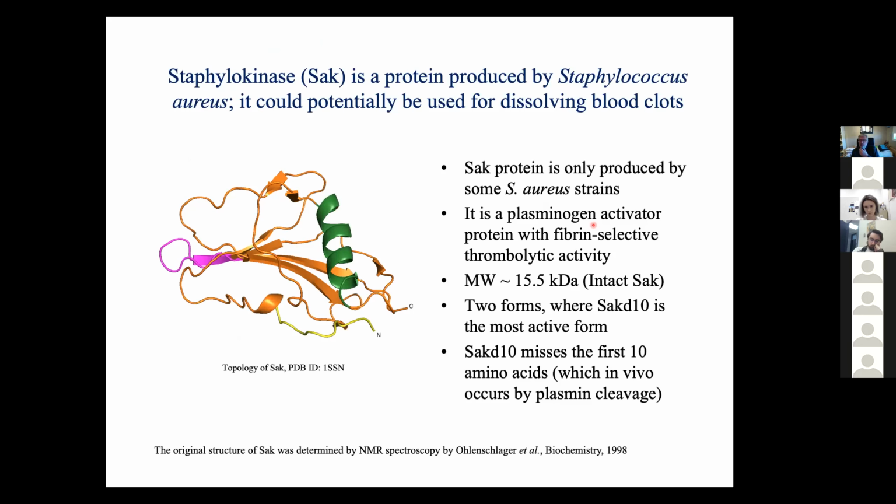All right, so let me just close out then with a little example. This is an experiment we did a few months ago. We were interested in this particular protein called staphylokinase. It's a protein produced by a dangerous bacterium, Staphylococcus aureus. Nobody knows why Staphylococcus aureus makes this protein, but it was discovered many years ago that this protein, which is quite small, only 15.5 kilodalton, can be used for dissolving blood clots. And so people are quite interested in the potential of this.